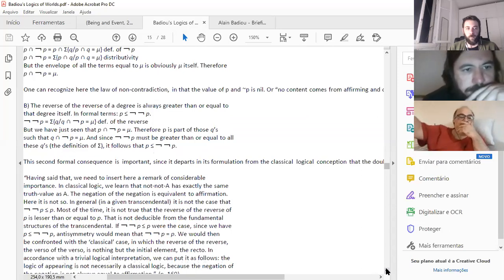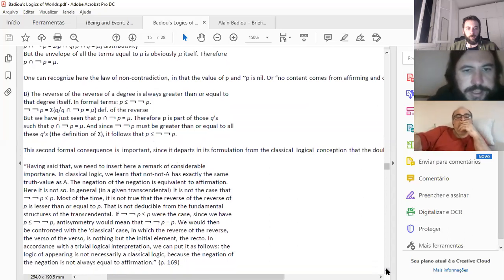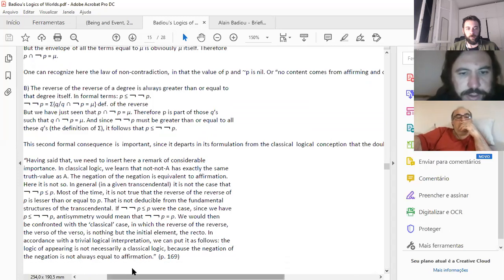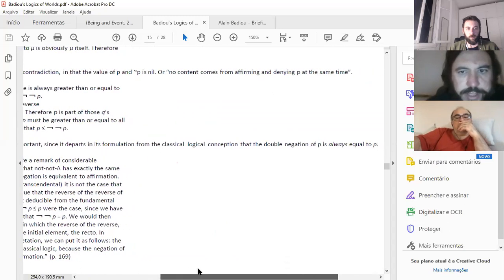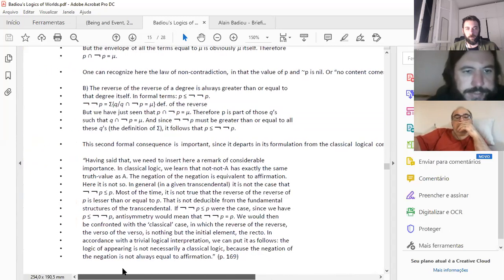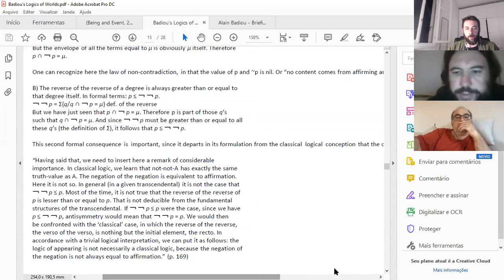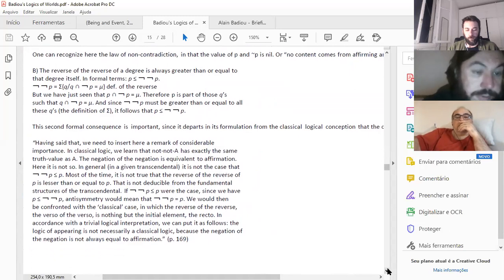Yeah. So the second formal consequence is important since it points to the foundation of the classical logical conception, that the double negation of P is always equal to P, right? Which will be a condition for the law of double negation, a condition for the classical world.